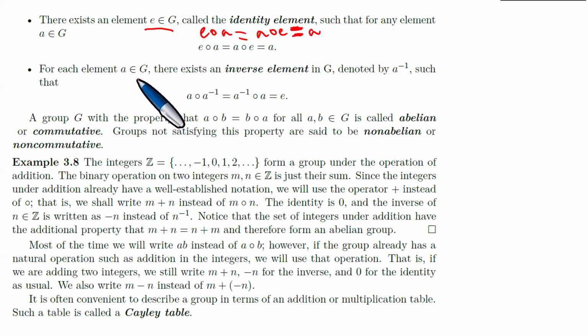Right, for each element A in G, there exists an inverse element in G, denoted by A inverse, such that if you apply the law of composition to A with its inverse, or A inverse with A, the result is the identity. First we get the identity, E. After we got the identity, we can speak about the inverse element in G, denoted by A inverse.